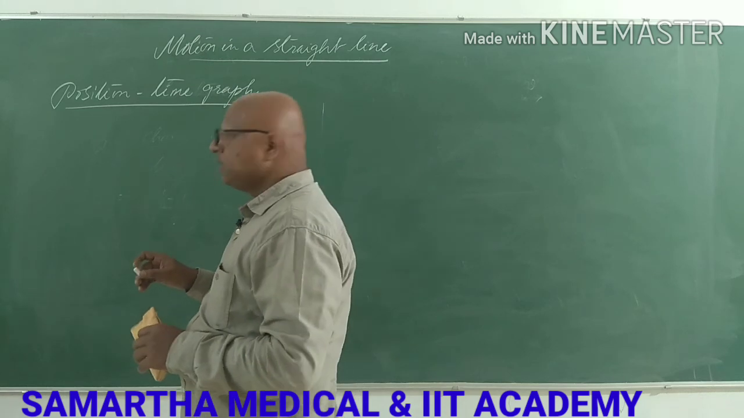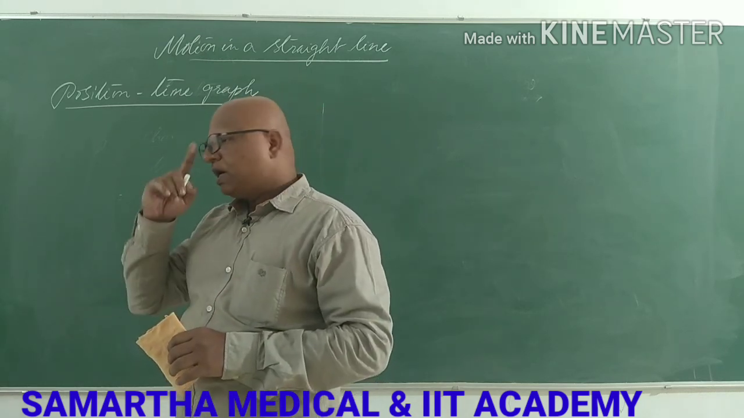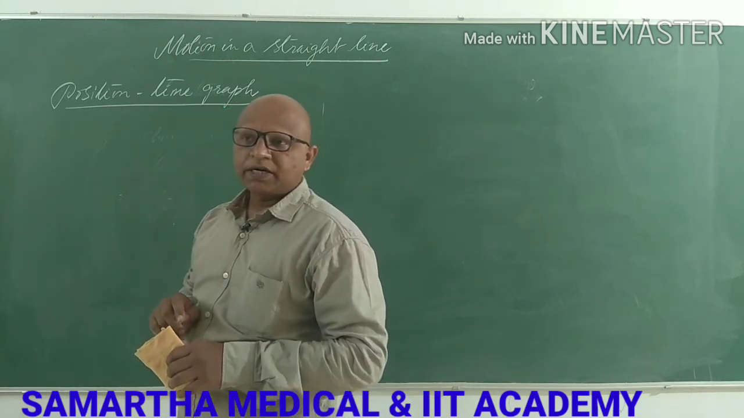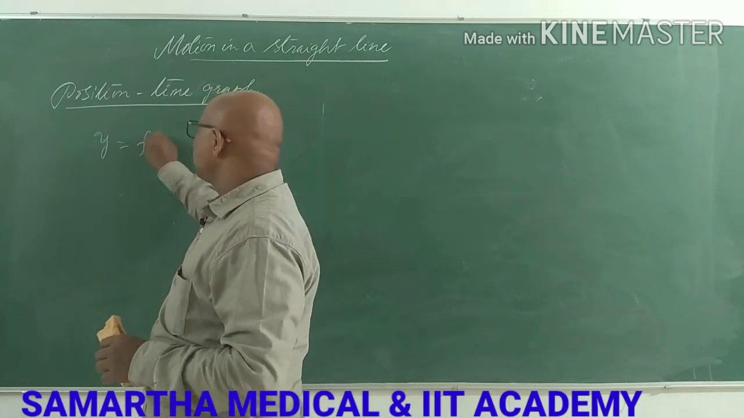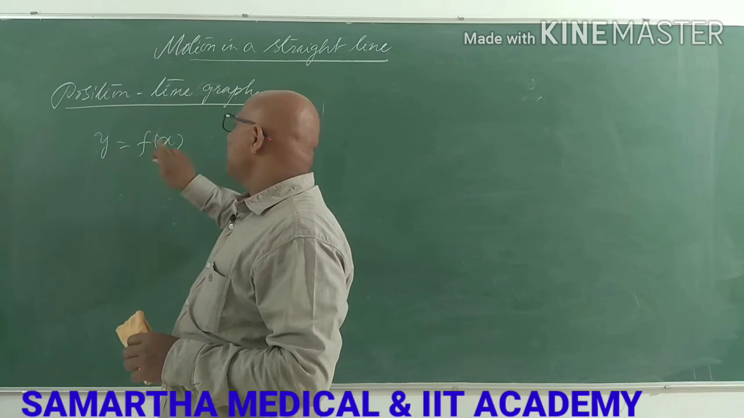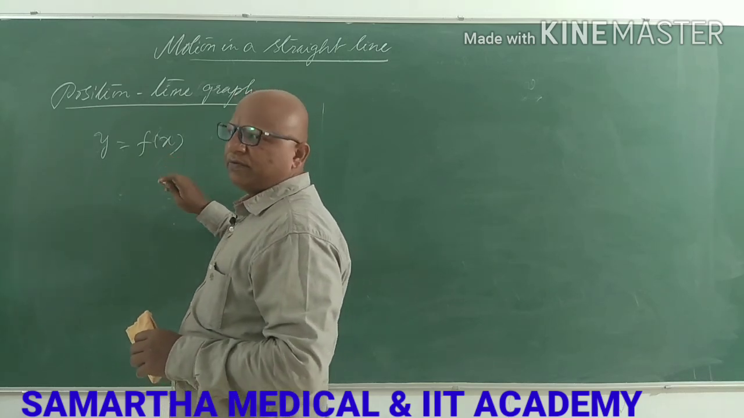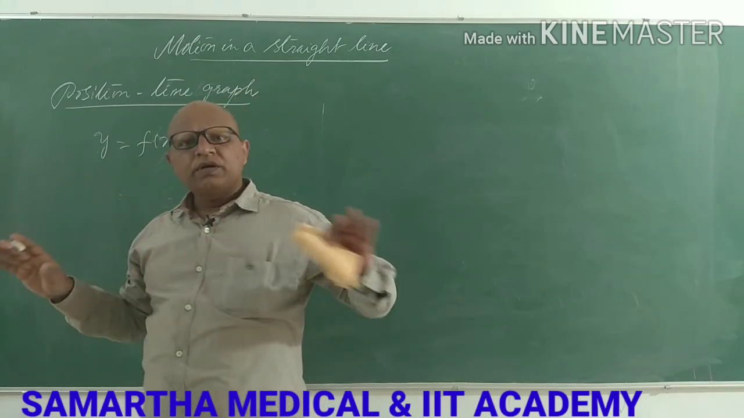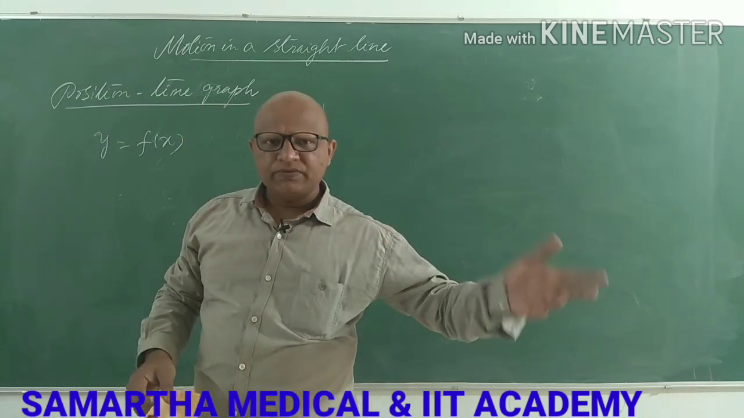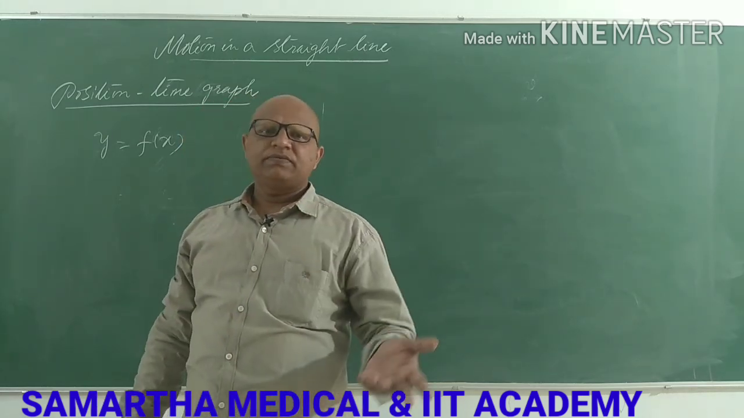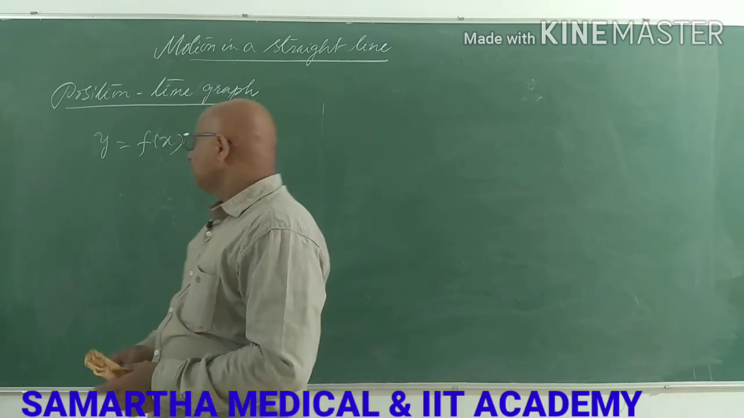What do you mean by this? We have seen in high school that graphs can be plotted between two functions, like y and x. Y is a function of x. X is called the independent variable, meaning without depending upon anything, it changes by itself. Okay, independent.